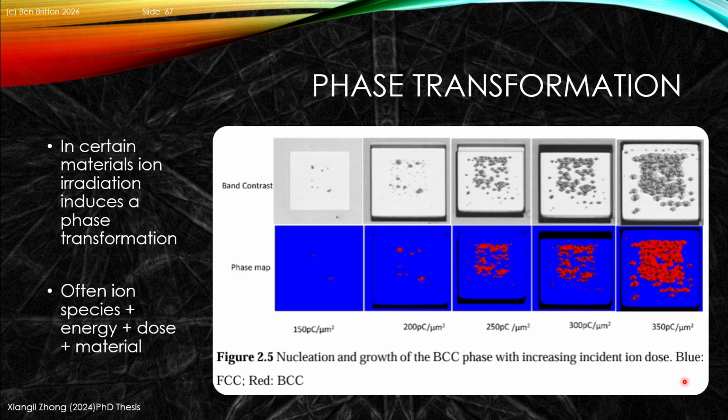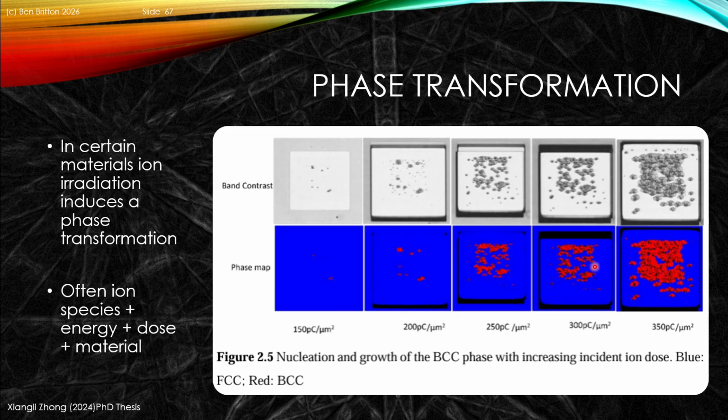The ion beam can also cause phase transformations. This can be quite important in steel systems. And so here, effectively, if we're looking at and just using EBSD to identify the amount of phase that's been formed, we can see that as we increase the incident dose, so the coulombs of ions per unit area, we get more of the BCC phase that's presented. I think this is in steel in this case.